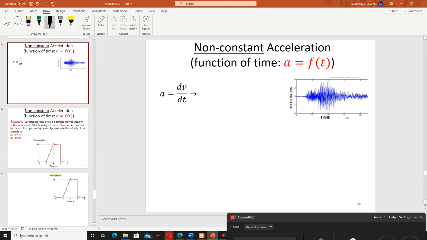Till now, whatever we had for rectilinear motion was constant acceleration. But in some cases, you face that the acceleration is not constant. If acceleration is not constant, then acceleration can be a function of time, a function of velocity, or a function of the position or distance. We go through all of these three cases.